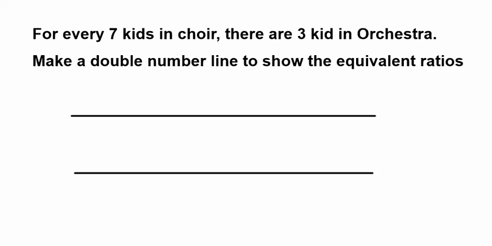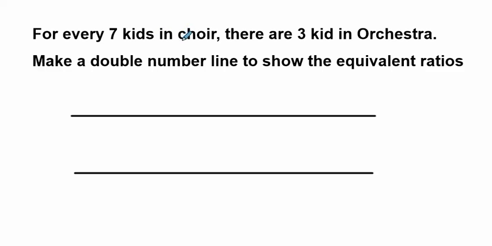All right, this video is a quick little video about double number lines. So let's just remember that double number lines are just giving us a set of equivalent ratios, all right? So let's just look at a word problem here. It says for every 7 kids in choir, there's 3 kids in orchestra. Make a double number line to show your equivalent ratios.